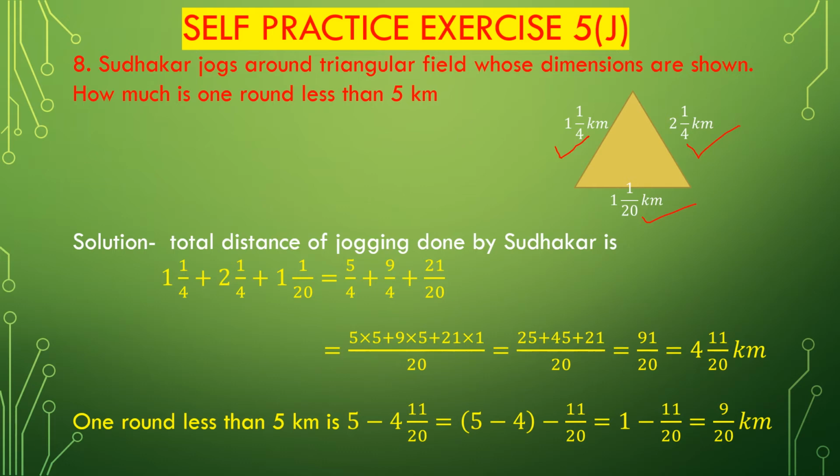So total distance of jogging done by Sudhakar is 1 divided by 4 km plus 2 1 divided by 4 km plus 1 divided by 20 km. Now we convert this mixed fraction into improper fraction.